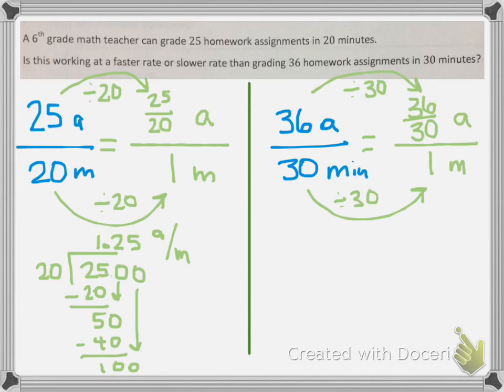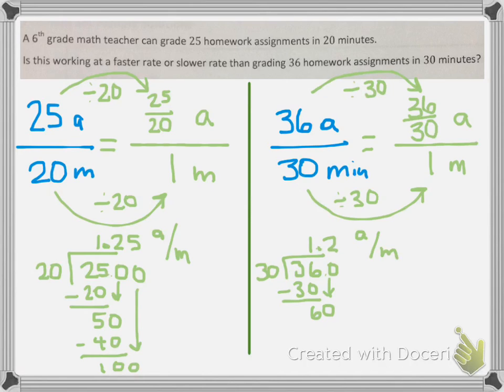Second one is, again, another division problem. It's 36 divided by 30. And I know 30 goes into 36 one time. 1 times 30 is 30. Subtract, you get 6. Add a decimal and a 0 and bring it down. And now 30 goes into 60 2 times, and it's even. So my decimal goes straight up into my answer. So the second example, I can grade 1.2 assignments per minute.